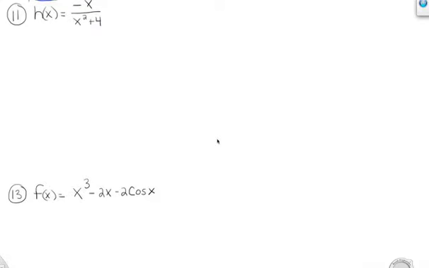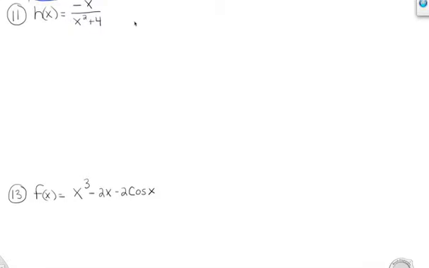So this begins part 3 of the 4.2 assignment. We'll get through probably 11 and 13 on this video. We're again still looking for the local extreme and the intervals for which the function is increasing and decreasing. And they don't say we have to do it analytically, but we are going to do it that way. And then we can confirm what we find with the graph.